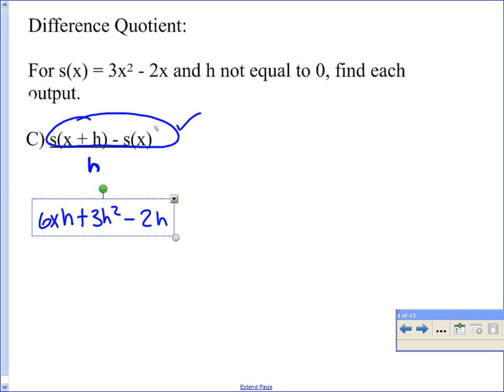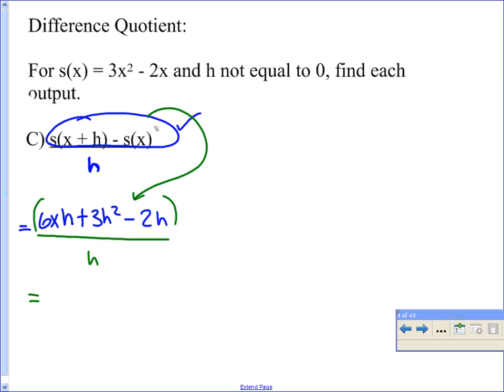And here we have this. So as we know, this piece here is here. Okay? And now we're going to say divided by h. And when we do, every term there has a factor of h in it. So I'm going to divide everything by h, and I end up with 6x plus 3h minus 2.